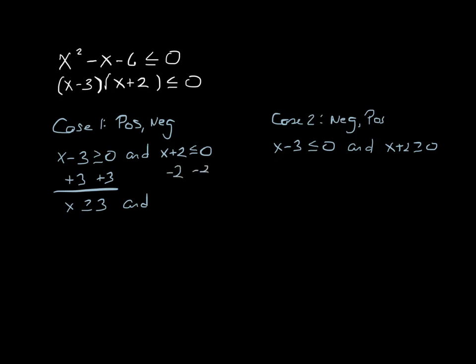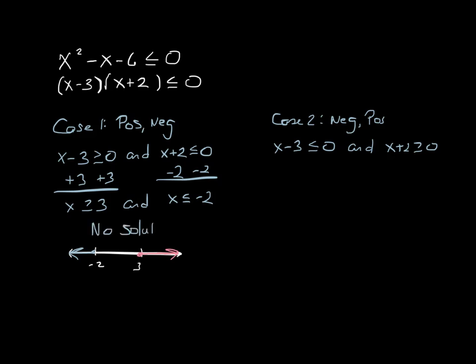x is greater than or equal to 3 and x is less than or equal to negative 2. Okay, so now we've got numbers that are greater than or equal to 3 and less than or equal to negative 2. If we take a look at a number line, here's negative 2, here's 3. Here are the numbers that are greater than or equal to 3. And here are the numbers that are less than or equal to negative 2. Notice that they don't overlap. We don't have any numbers that are greater than or equal to 3 and also less than or equal to negative 2. So here for case 1, there's actually no solution. That's not possible.